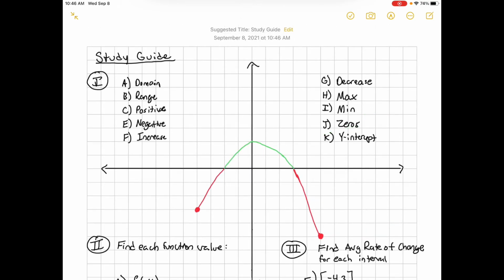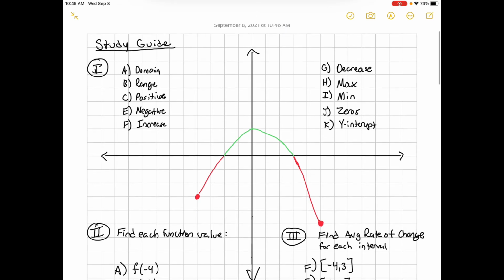Okay, here's your study guide for your next test. We'll plan on having this test on the 15th, Wednesday the 15th. I'll be back at school on the 14th to make sure if there's any misunderstandings on this study guide. We'll go over it then. And I'll also post another video going over this study guide tomorrow.